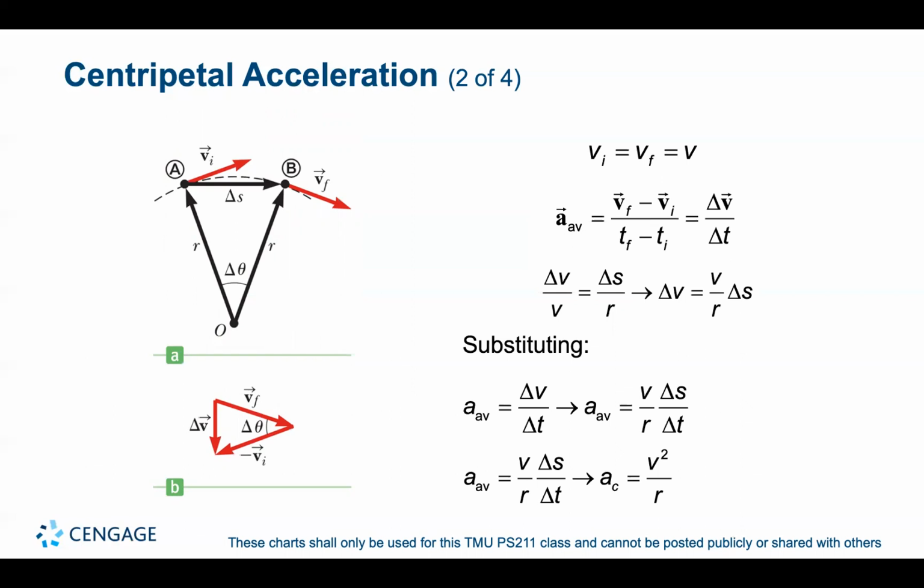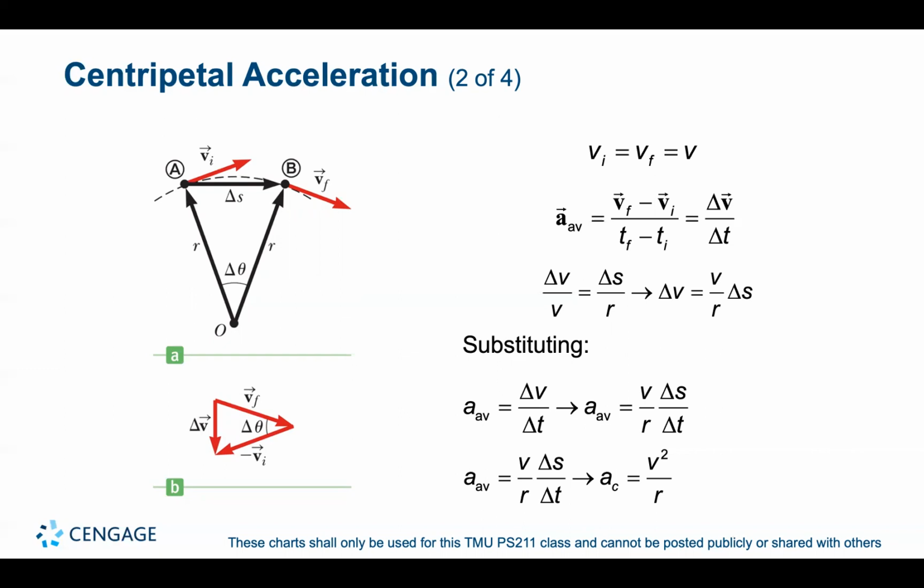In A, as the particle moves from A to B, the direction of the velocity vector changes from Vi to Vf. And in B, this is the construction for determining the direction of the change in velocity, delta V, which is toward the center of the circle. So let's derive this equation.